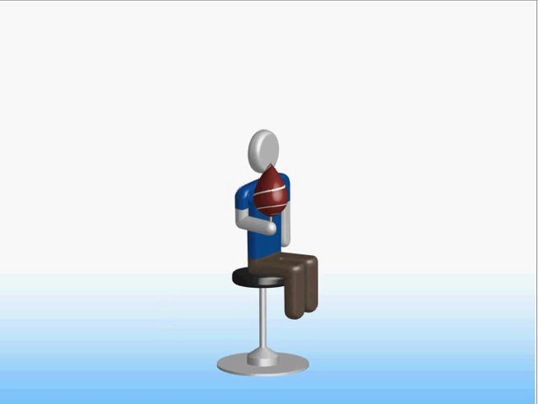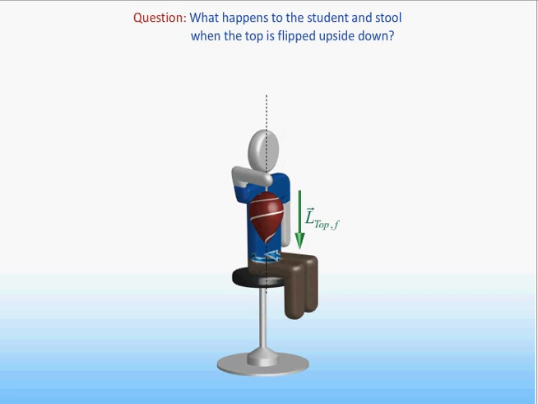The student holds onto an axle that supports a top that spins without friction in the counterclockwise direction. Initially, the student and the stool are at rest and the top is spinning in the horizontal plane. The student now flips the top over so that it is now upside down compared to its original orientation. What, if anything, happens to the student and the stool?